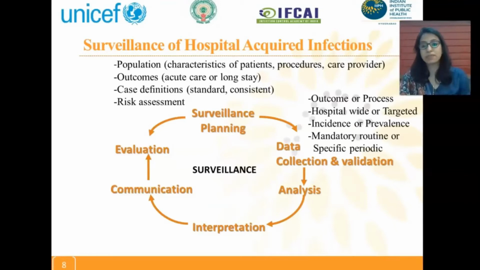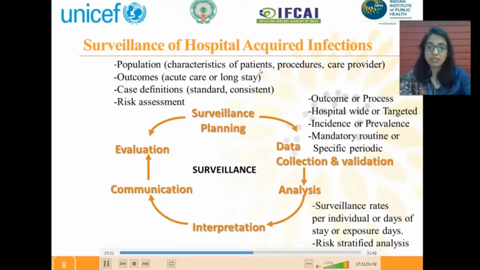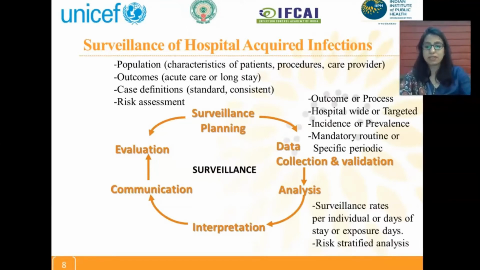Or is it going to be a specific period? Because these days, let's say we see COVID-19 infections, so we want to set up a mechanism for surveillance for hospital acquired COVID-19 infections. So what is it going to be? You have to define how long you are going to do this data collection, which is also important. Once you define those parameters, then you collect the information.